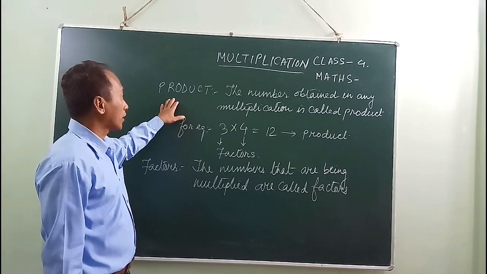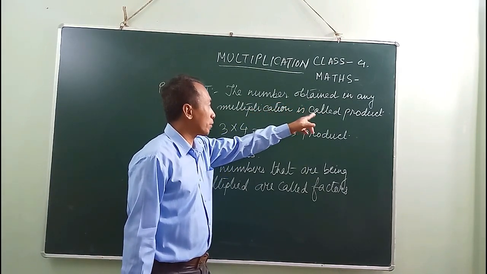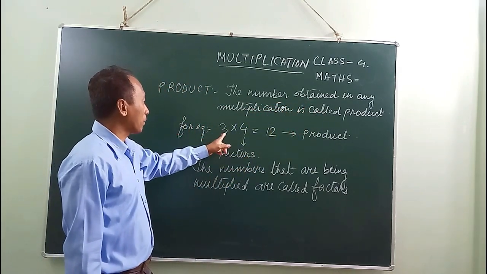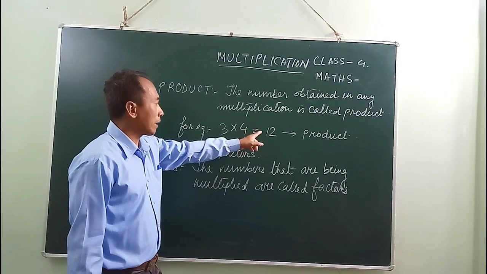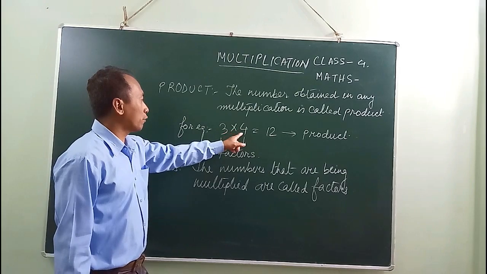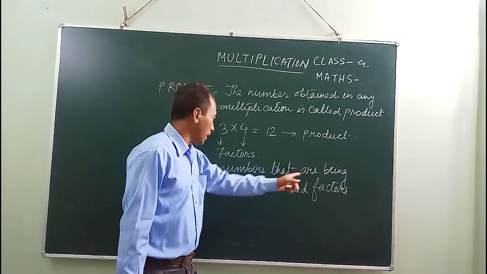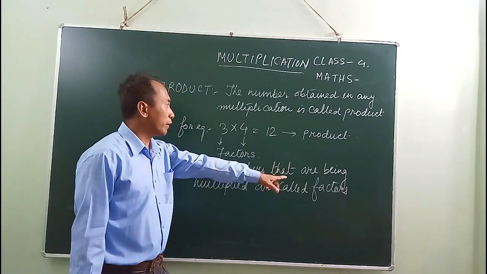So product, the number obtained in any multiplication is called product. Here I am multiplying 3 and 4 and I am getting 12. 12 is called the product and 3 and 4 are called the factors. The numbers that are being multiplied are called factors.